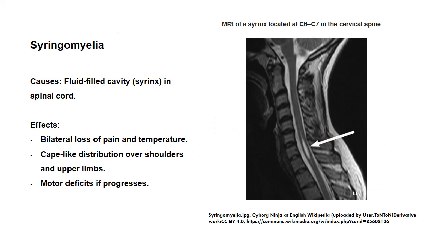It is characterized by the presence of a fluid-filled cavity called syrinx in spinal cord, commonly found in the cervical region. The illustration on the right side shows a syrinx in the cervical region of the spinal cord. Effects of this condition are bilateral loss of pain and temperature due to crossing fibers of spinothalamic tract in anterior white commissure, cape-like distribution over shoulders and upper limbs, motor deficits if it progresses to anterior horn cells.